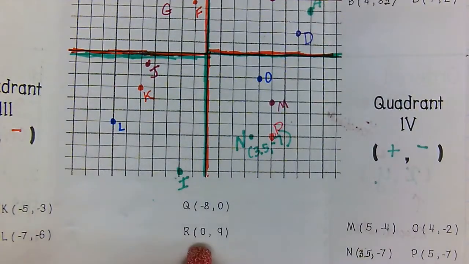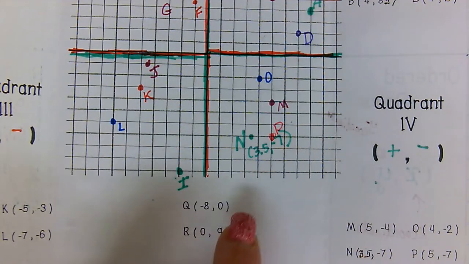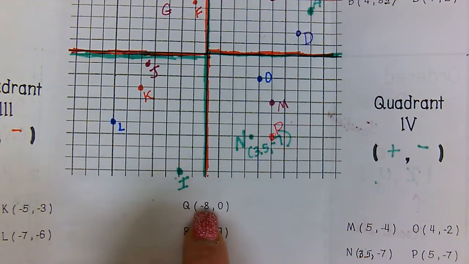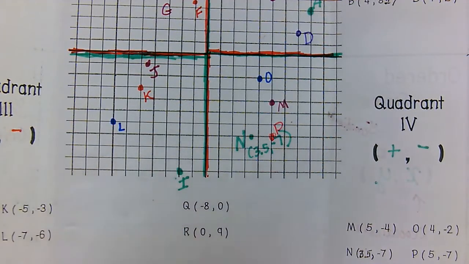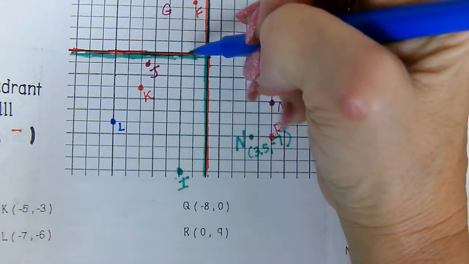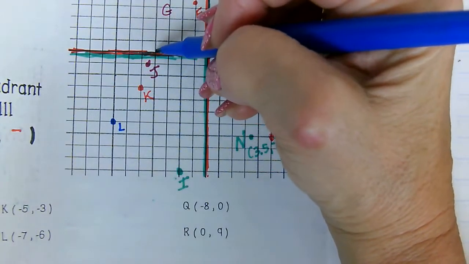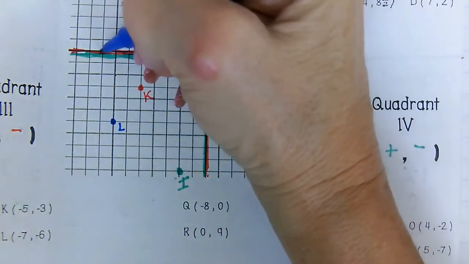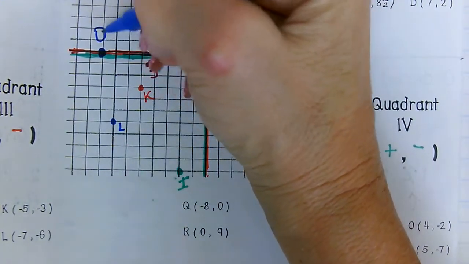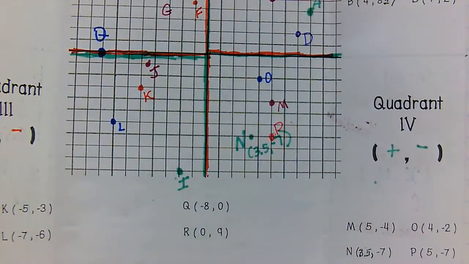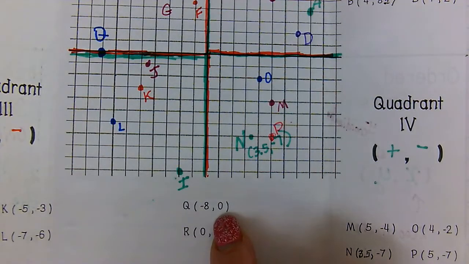Let's go back to these two. Now these are not, let me repeat, these are not in the quadrants because in this particular case, these are both on one of the lines, either the x-axis or the y-axis. So let's look at Q. Q says (-8, 0). So we go to the left 8, and then we don't go up or down at all. So 1, 2, 3, 4, 5, 6, 7, 8. And this is Q. So we know that when y is 0, it is on the x-axis.